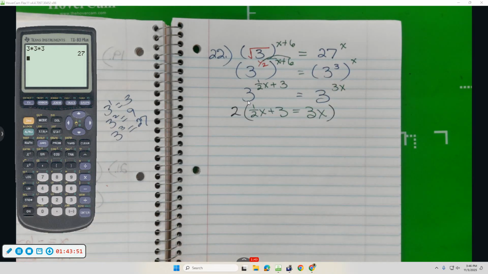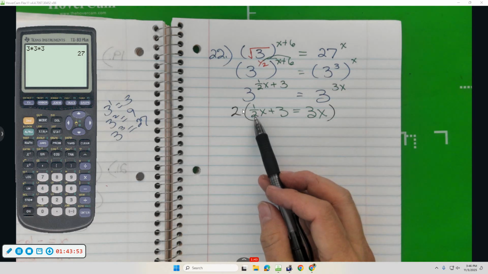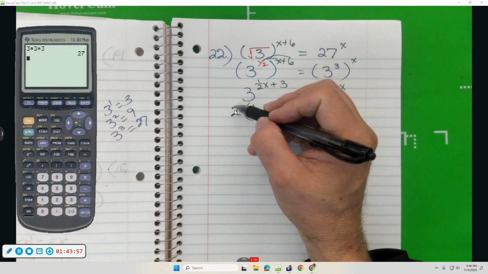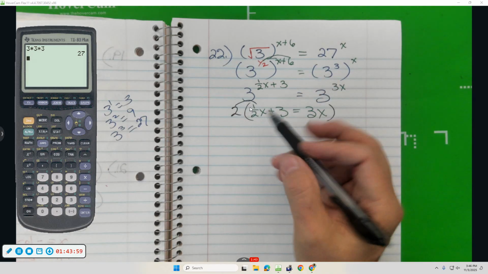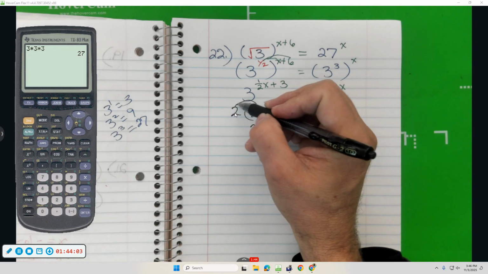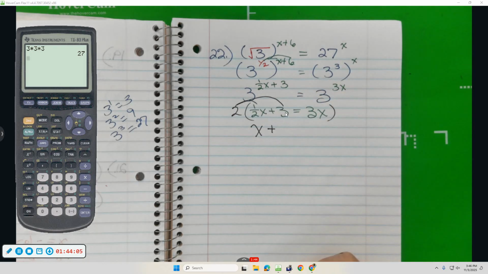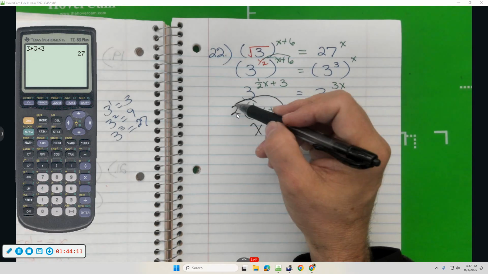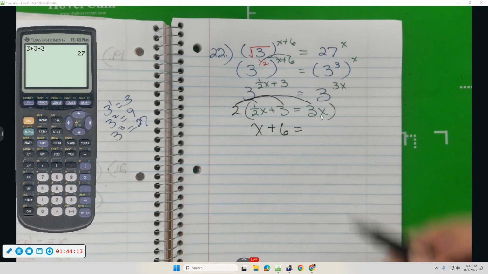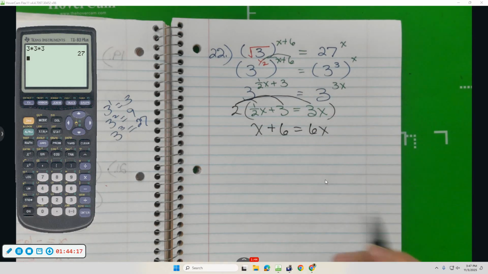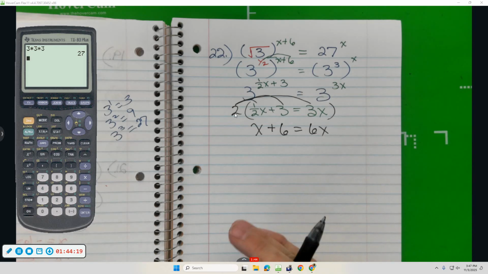We're multiplying by 2. 2 times 1/2. What happens there? The 2's cancel, so you just have a 1x plus here. 2 times 3, that's a plus 6. Here, 6x. Any questions on our logic right there?